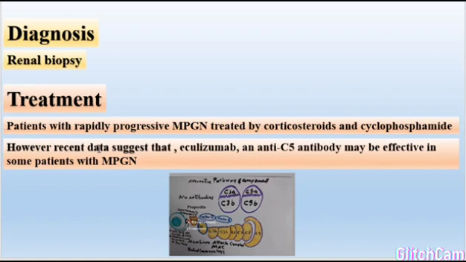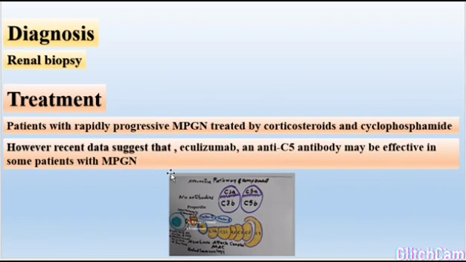Eculizumab is a monoclonal antibody and it prevents cleavage of C5 into C5a and C5b, and as can be seen here, this is the alternative pathway of the complement, and the C5b will bind to C3b, and then C6 will bind to C5b, and this will complete the cascade. But however, eculizumab prevents this cleavage and may be effective in some patients with membranoproliferative glomerulonephritis.